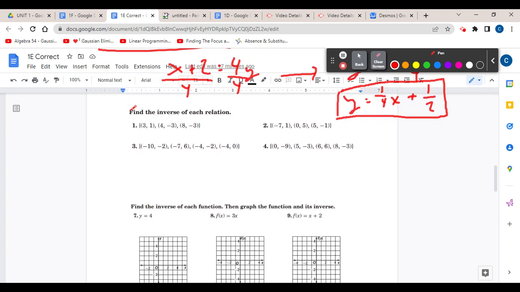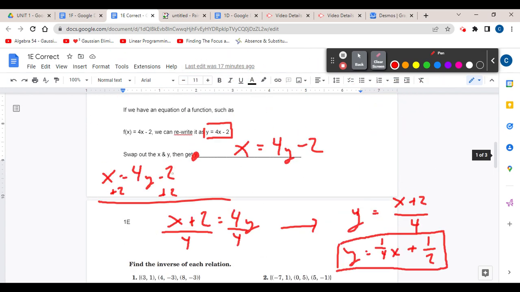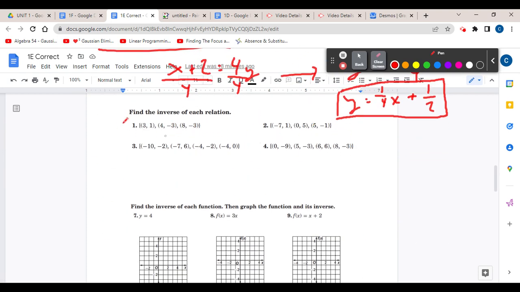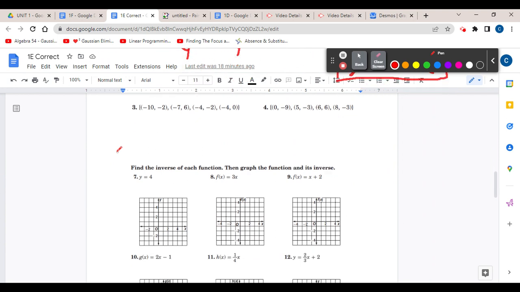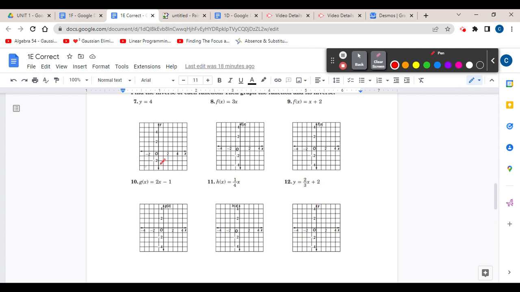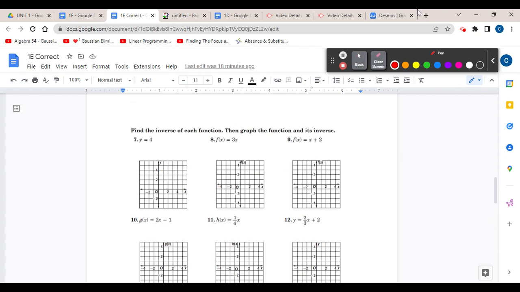So what we can do is go ahead and find the inverse of each of these relations right here. Again, for the inverse, all we're doing is swapping out x and y. That should be pretty simple with these ordered pairs. Then I would like y'all to graph these functions and then graph the inverse. If you want to use a Desmos calculator, go ahead. If you want to make a table of values, go ahead. If you can do it just using y equals mx plus b, you can do that as well.